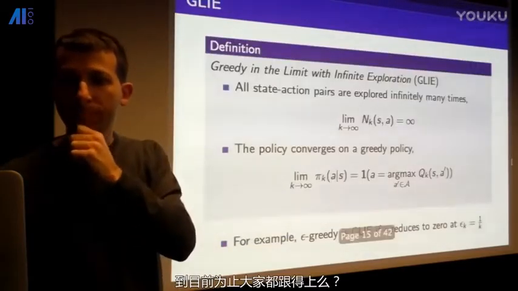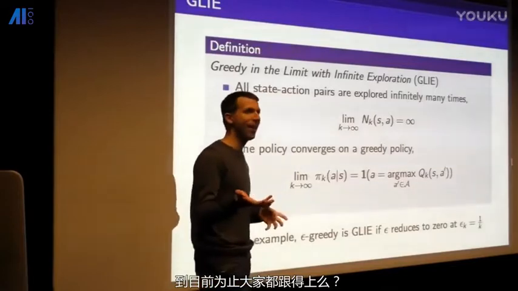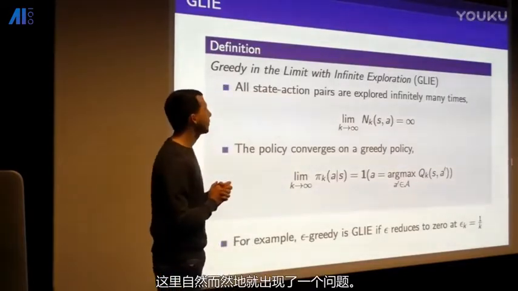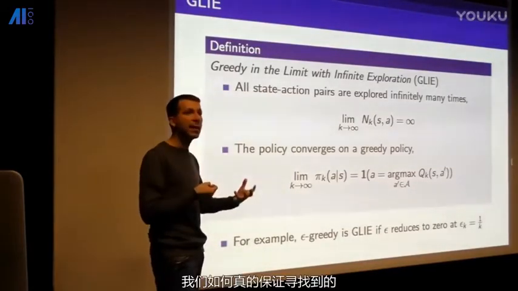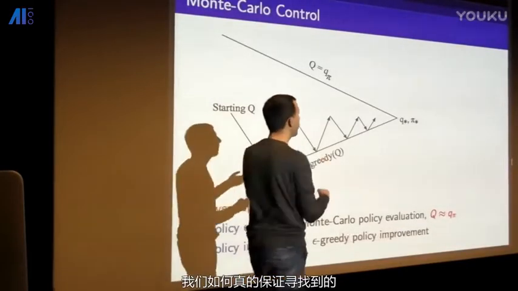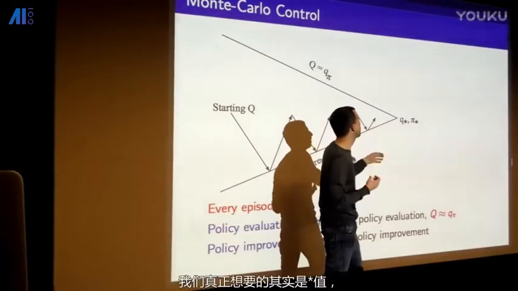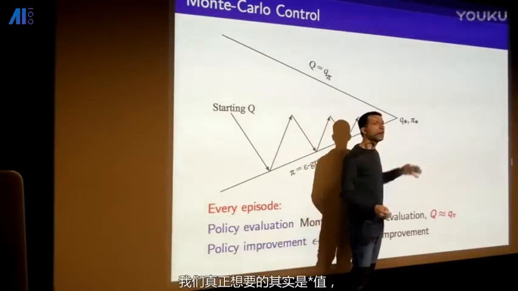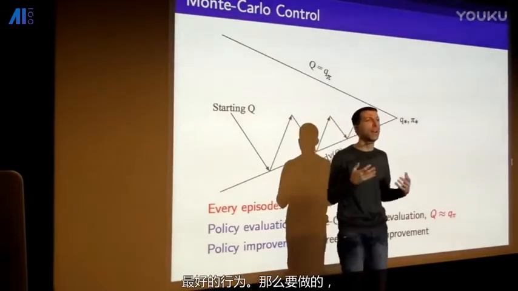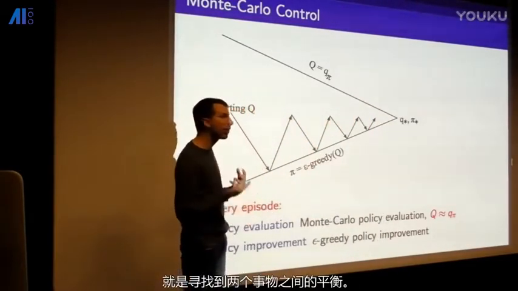Okay. So this question's already come up, and it's a natural question, which is, how can we really guarantee that we find the best possible policy? What we really desire is pi star. We really want to know the best possible behavior in this environment. So to do that, we have to balance two different things.